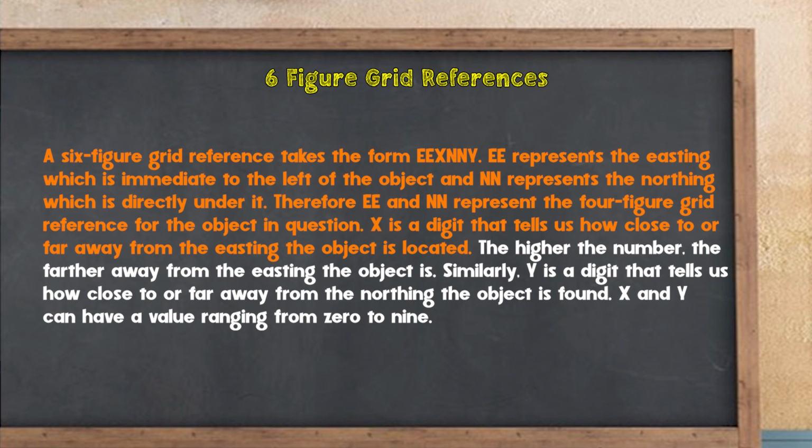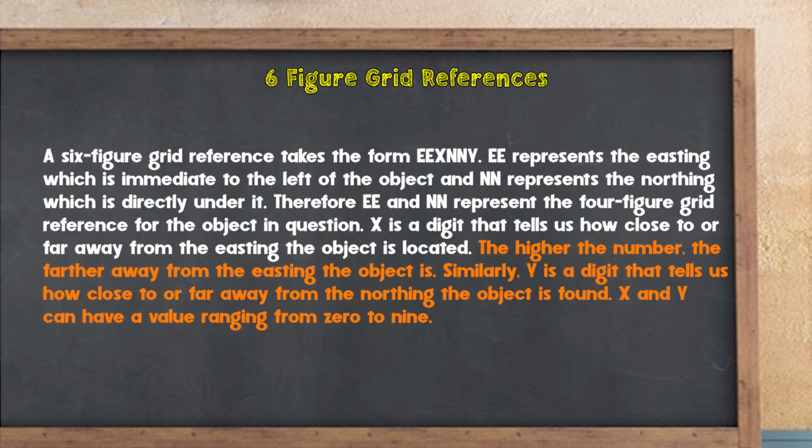X is a digit which tells us how close to or how far away from the easting the object is located. The higher the number, the further away from the easting the object is. Similarly, Y is a digit which tells us how close to or far away from the northing the object is found. X and Y can have a value ranging from 0 to 9.